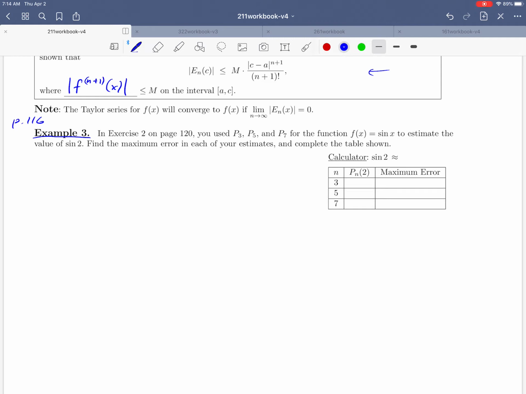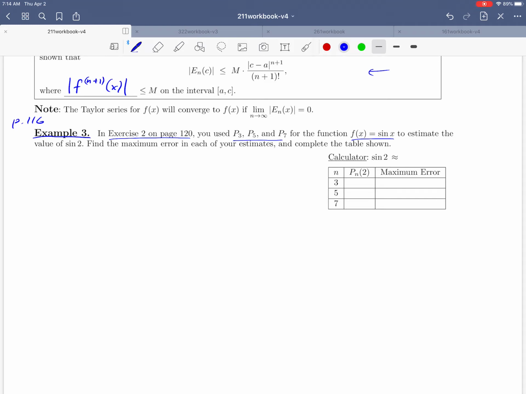Before we dive into this, I want to mention that this refers to an exercise that you've hopefully tried on your own, exercise 2 on page 120. You actually built the Taylor series for the function f of x equals sine x, and we're going to use some of the calculations that you did there to guide us through this problem. In particular, you used the third, fifth, and the seventh Taylor polynomial to come up with some approximations of the number sine of 2.